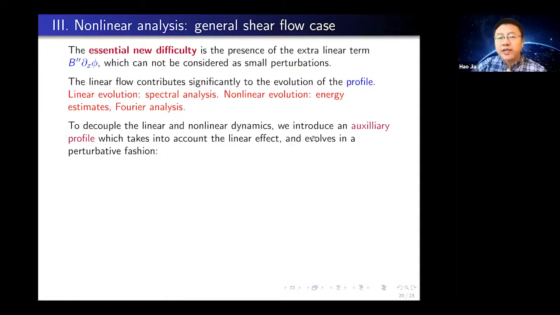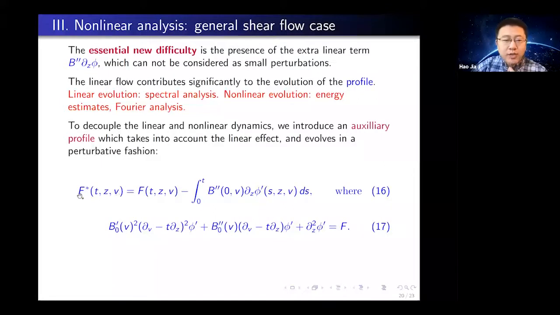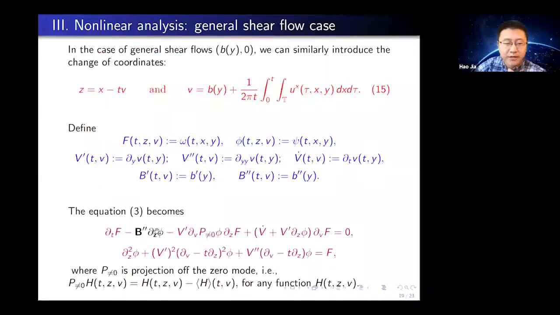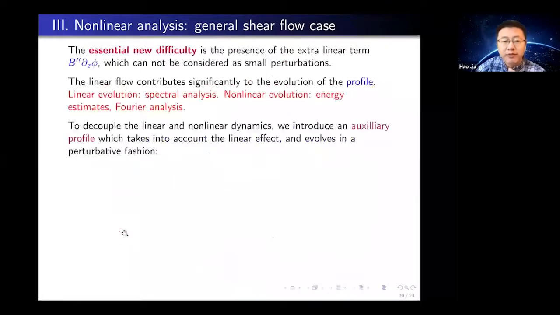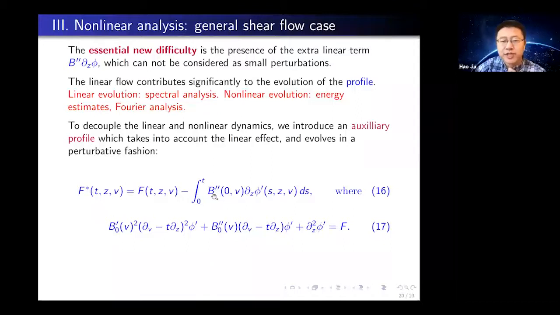To do that, we introduce an auxiliary profile, which takes into account the linear effect and evolves in a perturbative fashion as follows. We define f star as f minus the integral of this quantity. This quantity is inspired by the linear term here, right? You are basically integrating the first two terms and setting it as the auxiliary profile. The first two terms, you remember, we set as a kind of auxiliary profile, but we have to make some crucial changes in order to later connect with the linear problem.